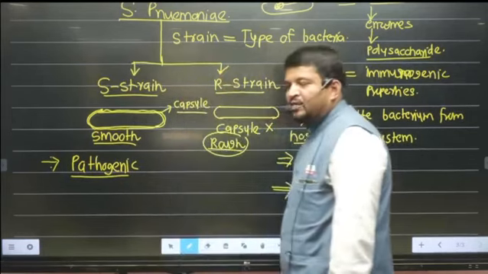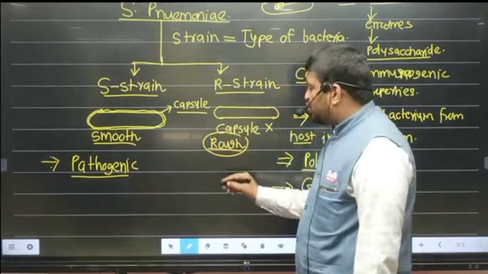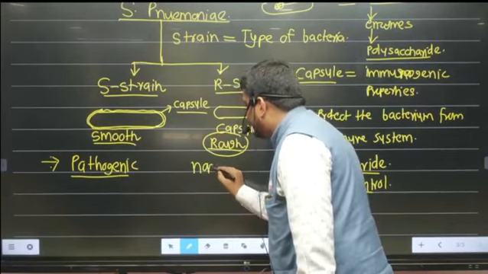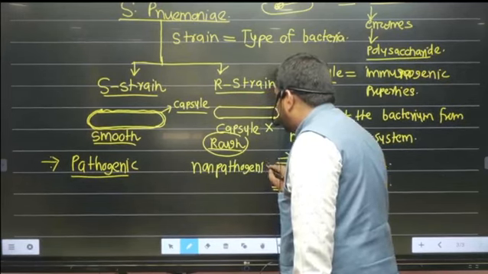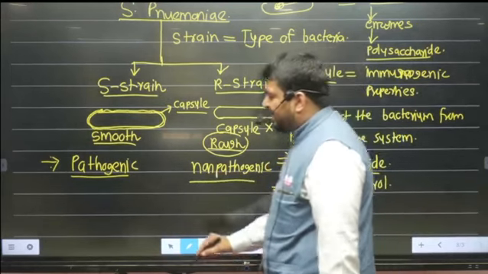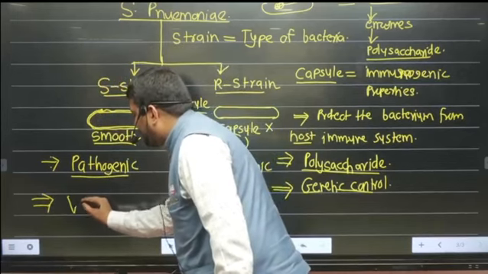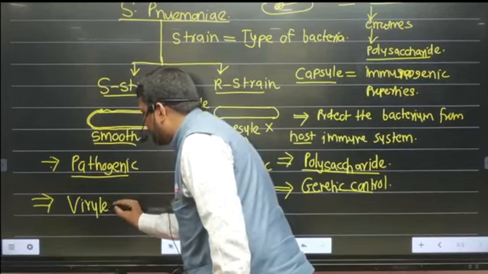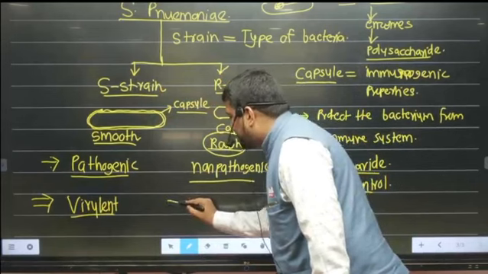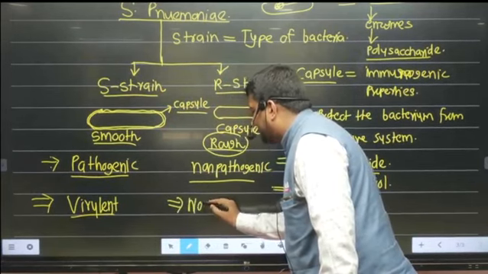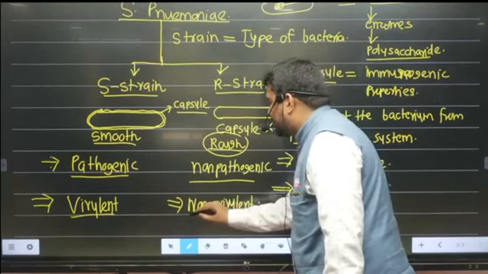On the other hand, the R strain does not show the presence of the capsule. Therefore it is a non-pathogenic strain. Then the next distinguishing feature is that the S strain is the virulent strain which causes pneumonia in mammals. On the other hand, the R strain is a non-virulent strain which does not cause pneumonia.